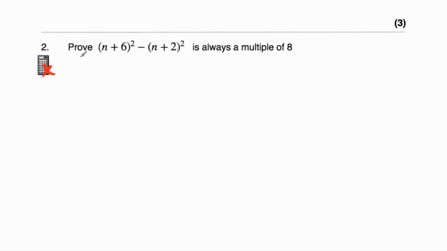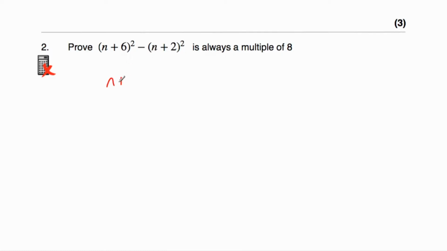So our next question says, prove n plus 6 close bracket squared subtract n plus 2 close bracket squared is always a multiple of 8. So what we want to do here is expand our brackets, because squared means multiply the bracket by itself, and then we're going to take them away and see what we get.